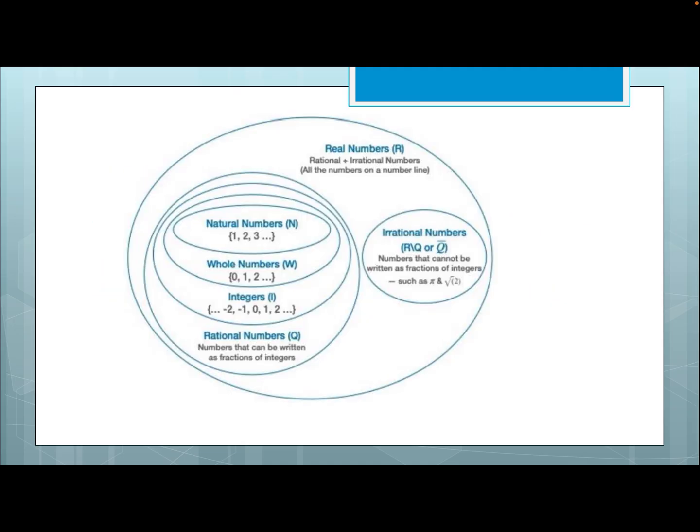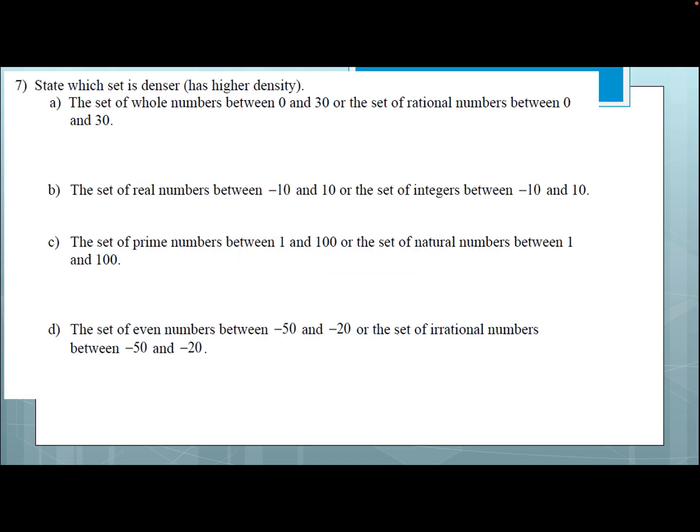Okay, I put this here again just in case you need it. As I said, this is something you should always be going back to just in case you forget. But here are some questions. So literally, all I want you to do is think about what has more numbers in it. Even if it's infinity, try and think about what kind of infinity it is.